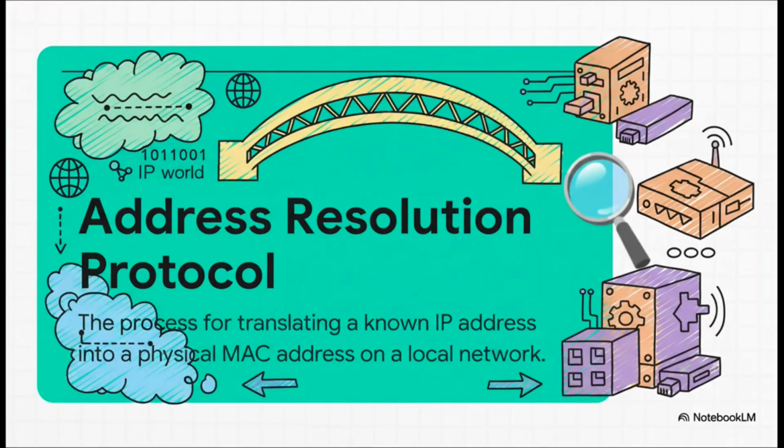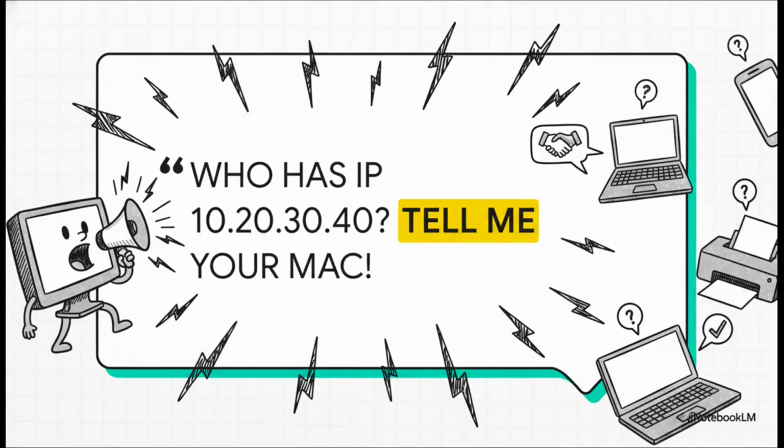And that solution is officially called the Address Resolution Protocol, or just ARP for short. Its entire job, its only reason for existing, is to be that translator, to build a bridge between the logical IP world and the physical MAC world. To get that MAC address it so desperately needs, your computer does something pretty wild. It basically just broadcasts a message to every single device on your local network. It's shouting, "Hey everyone, who has this specific IP address? Please tell me your physical MAC address."